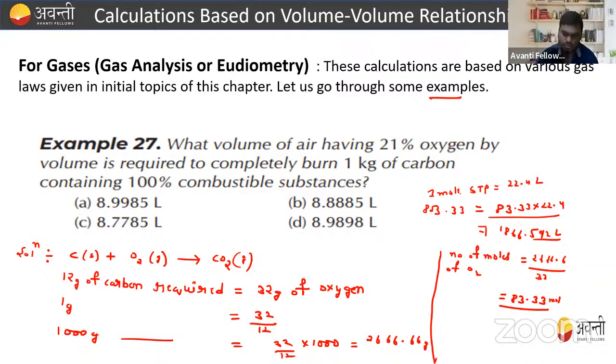Yes, B. So B is absolutely the correct answer for this. That is 8.888, right? So this is how we can calculate.